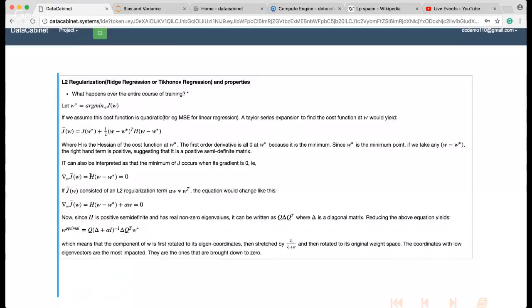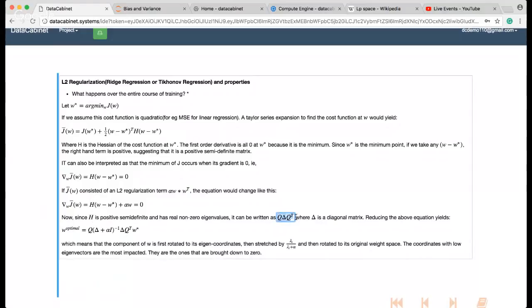So now, to minimize this, all we have to do is set H times W minus W star equal to 0. And if we actually had the regularization term in this function, then the equation would change to H times W minus W star plus alpha W equal to 0.